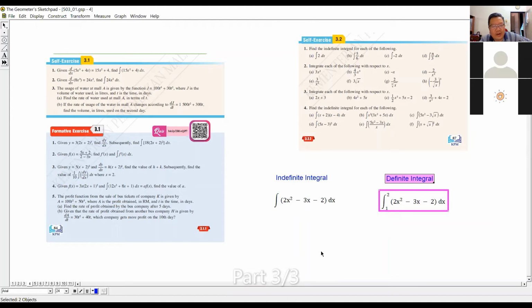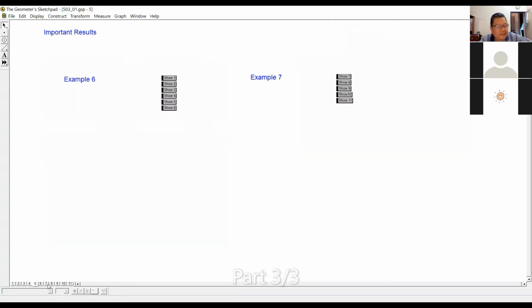Upper limit and lower limit. Okay, now we're going to look at some important results. Now why do I call these important results?